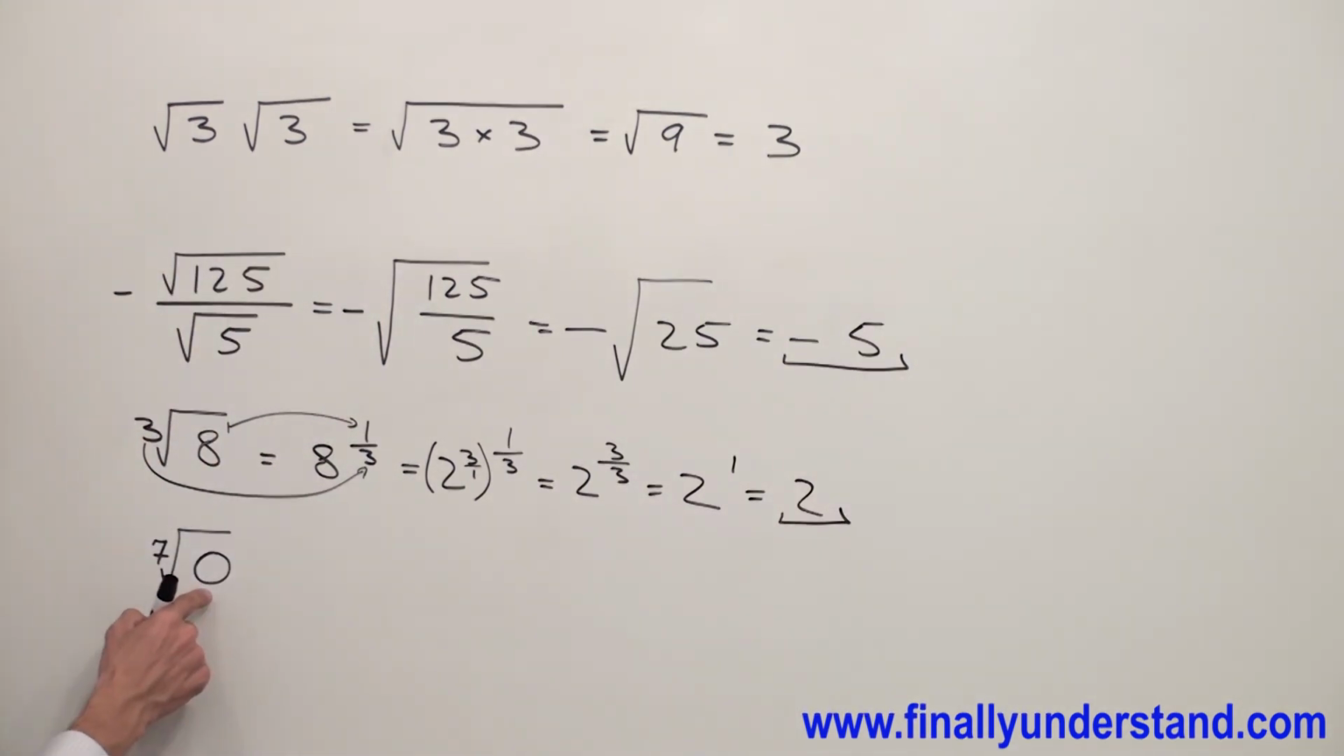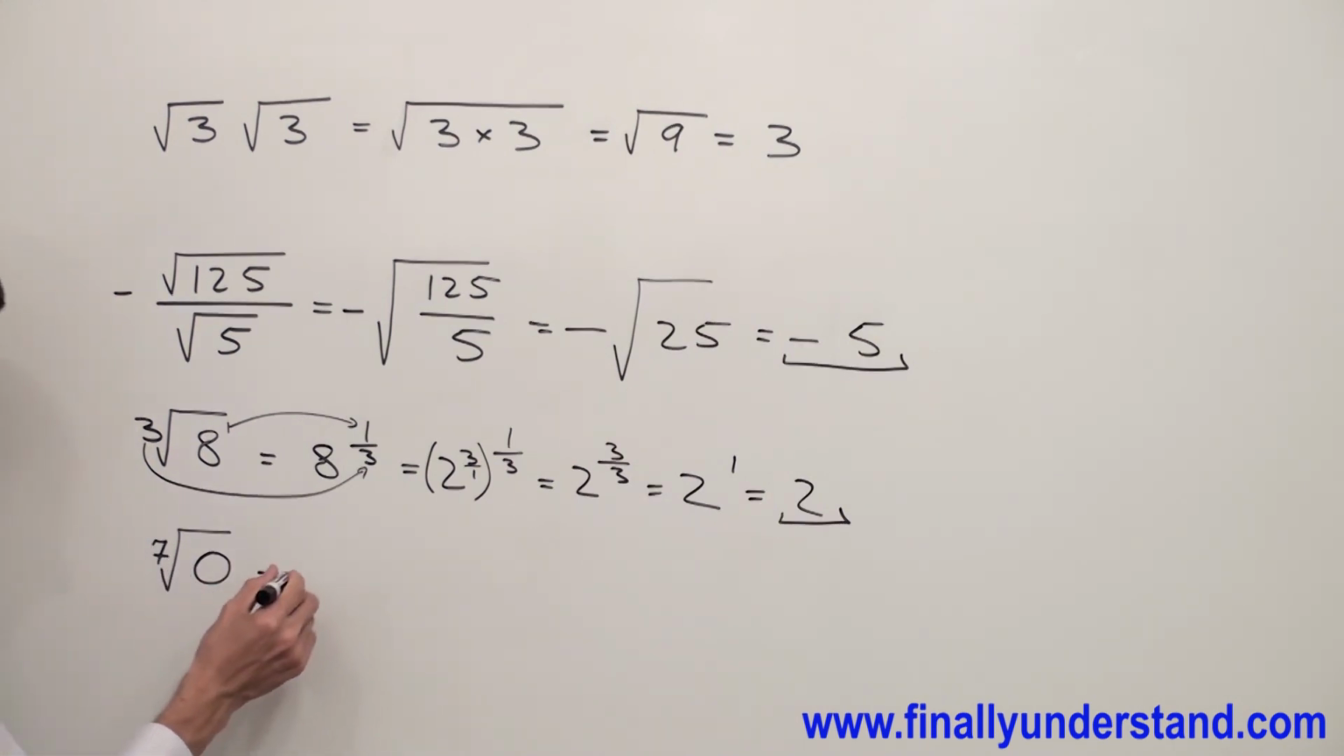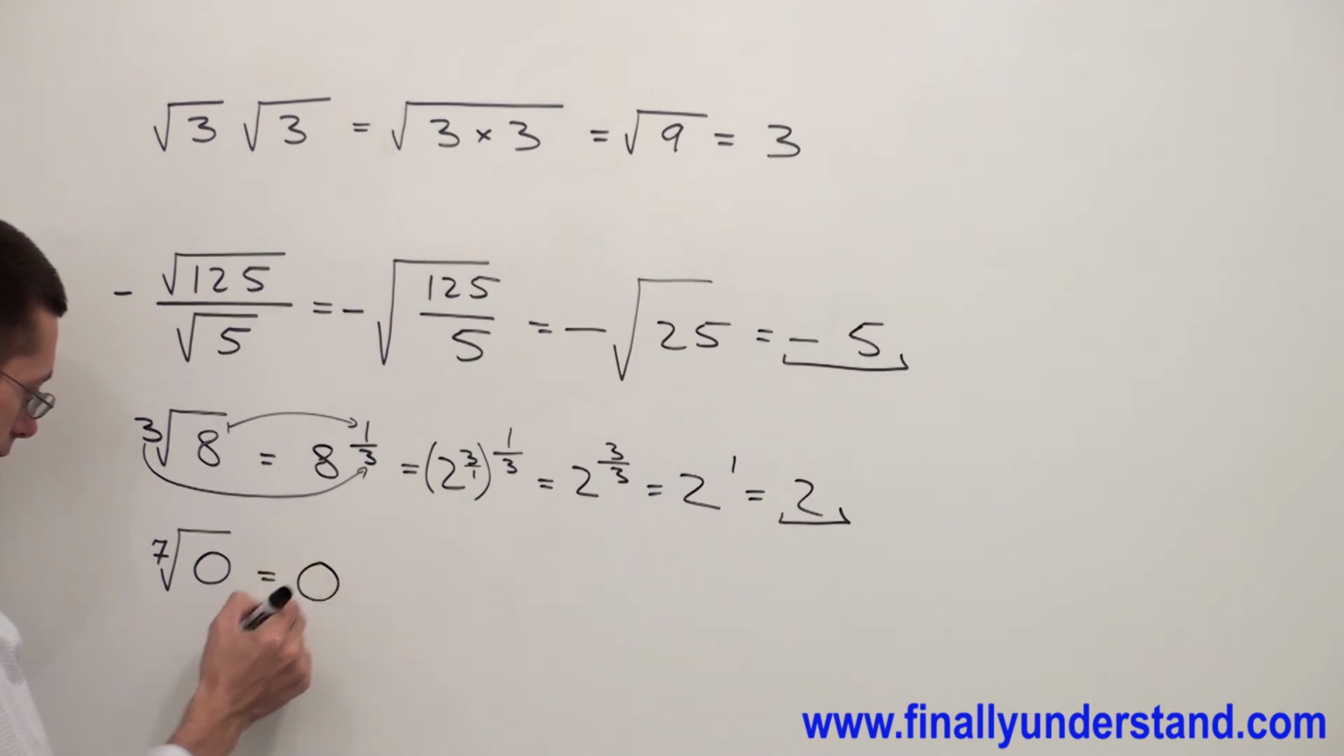7th root of 0. Remember, any root of 0 gives me 0. This is the solution to my problem.